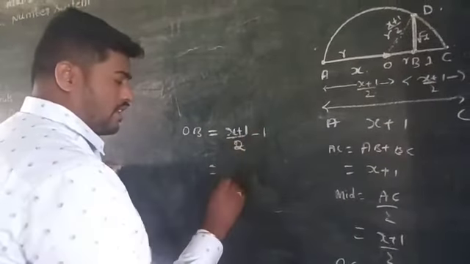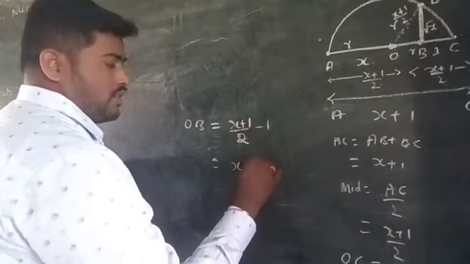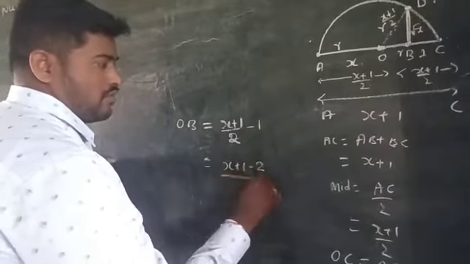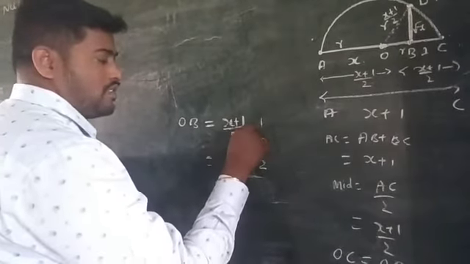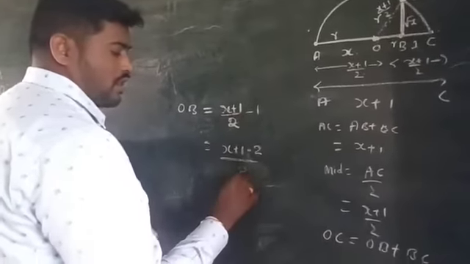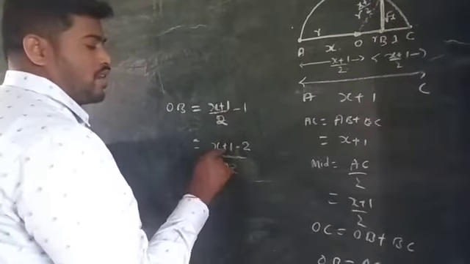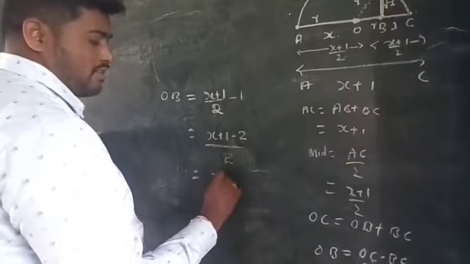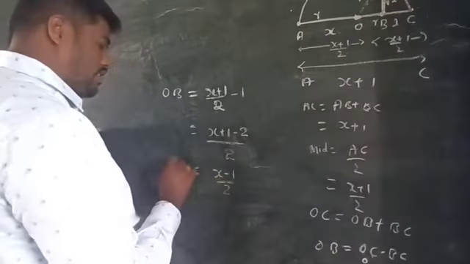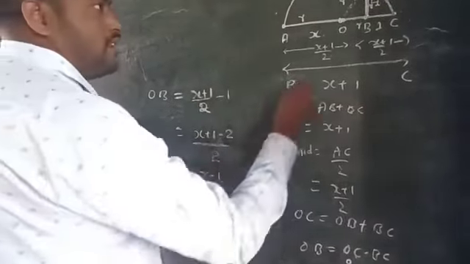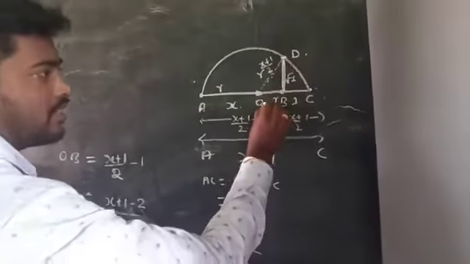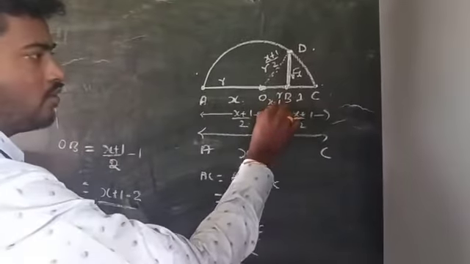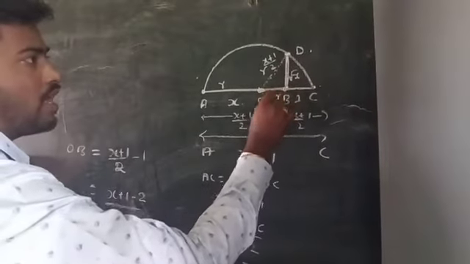Simplify, what will you get? Cross multiply: 1 times 2 is 2, minus 2. The common denominator is 2. x plus 1 minus 2, that is 1 minus 2, how much? Minus 1. So (x-1)/2. This is OB. So OB is how much? This distance is (x-1)/2. So (x-1)/2 we already know.